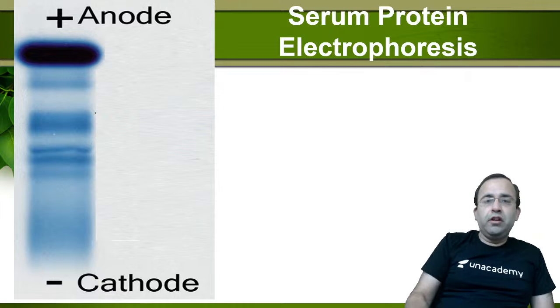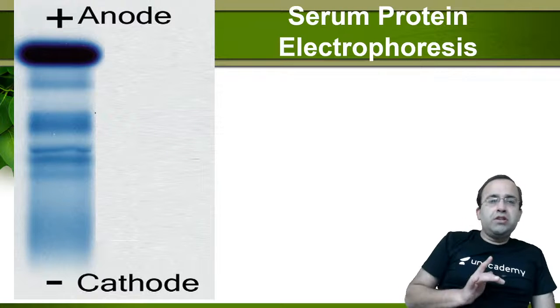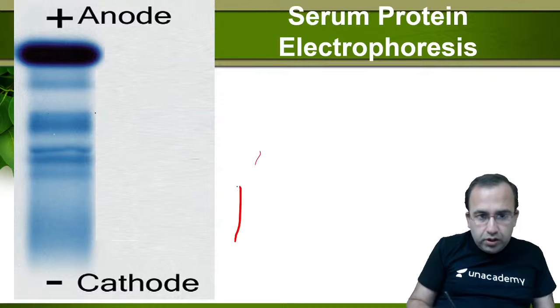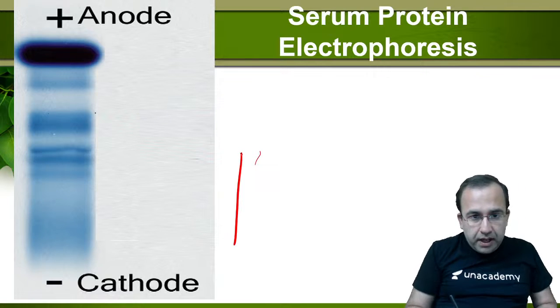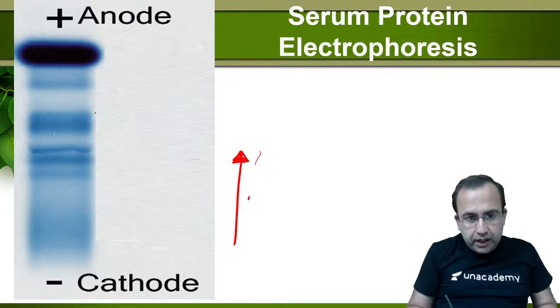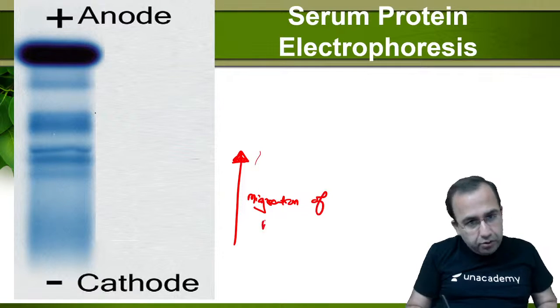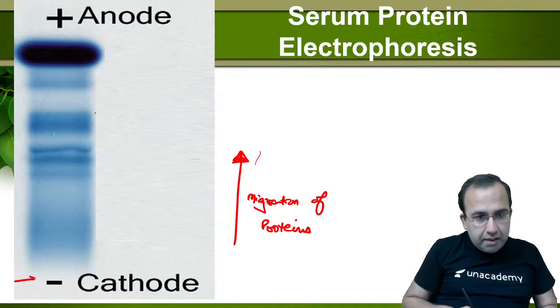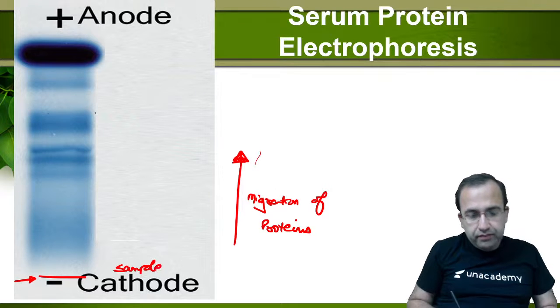Look, first of all, proteins are negatively charged. So they migrate from cathode to anode. This is migration of proteins. First point, we have put the sample here. This is the well or the point of the sample.